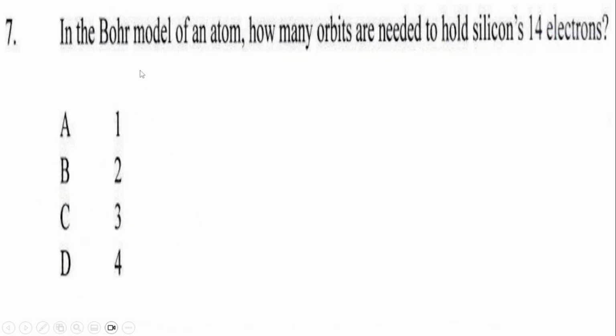Let's move on to question number 7, and it says, in the Bohr model of an atom, how many orbits are needed to hold silicon's 14 electrons? Is it 1, 2, 3, or 4?